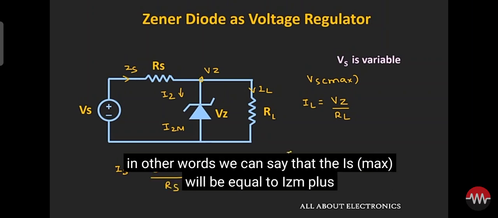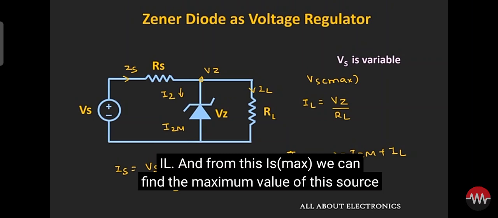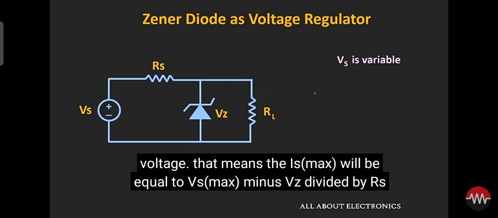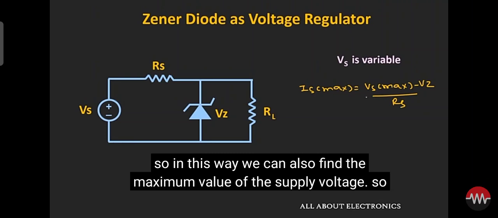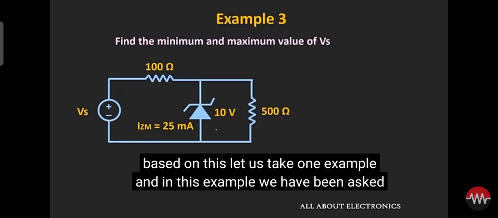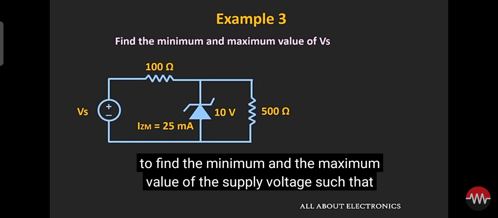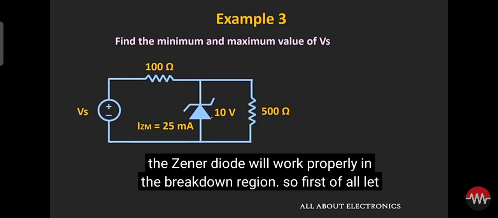Or in other words, we can say that the Is max will be equal to IZM plus IL. And from this Is max, we can find the maximum value of this source voltage. That means the Is max will be equal to Vs max minus Vz divided by Rs. So in this way, we can also find the maximum value of the supply voltage. So based on this, let us take one example. And in this example, we have been asked to find the minimum and the maximum value of the supply voltage such that the Zener diode will work properly in the breakdown region.